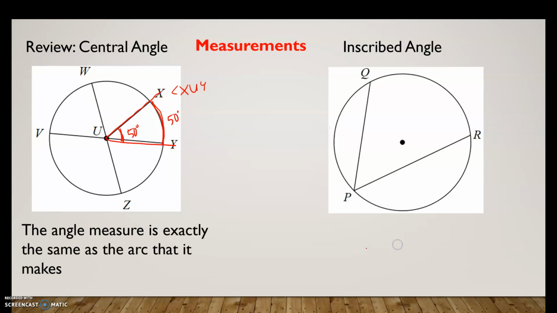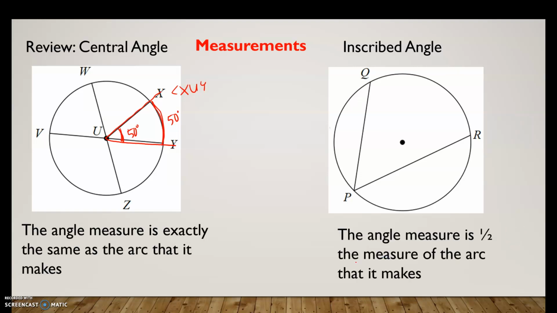For an inscribed angle, when the vertex is on your circle, the angle measure is half of the arc that it makes. I'm looking at this angle here, and this arc that it makes. My inscribed angle is X. That means that my arc is going to be twice that. So if I give some actual values, I could say my angle is 50 degrees, which would then make my arc 100 degrees. Or if you knew your arc, you would just divide it in half to get your inscribed angle.